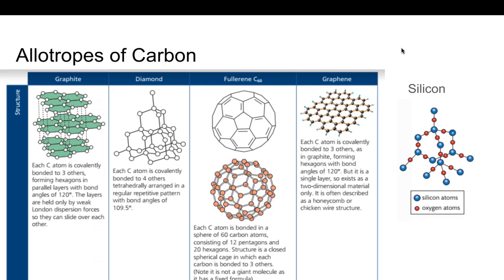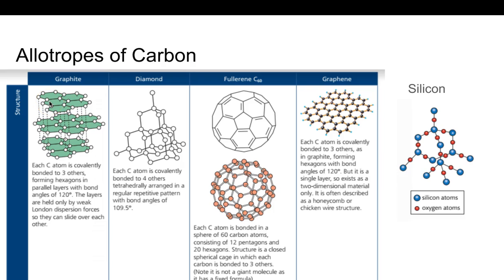In this episode, we're going to start off by talking about the allotropes of carbon. So these four structures here, these are all made from carbon bonding with other carbon molecules. We've got graphite, diamond, fullerene, and graphene. Let's take a look at graphite first.